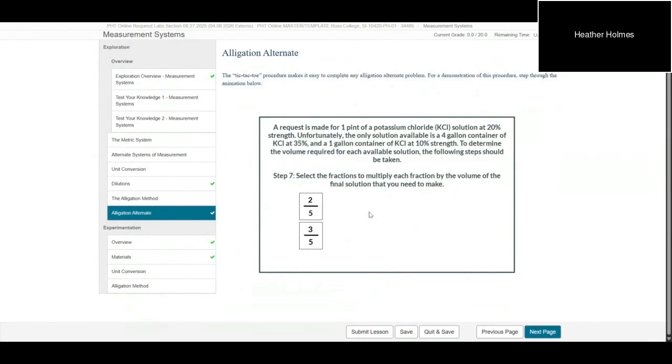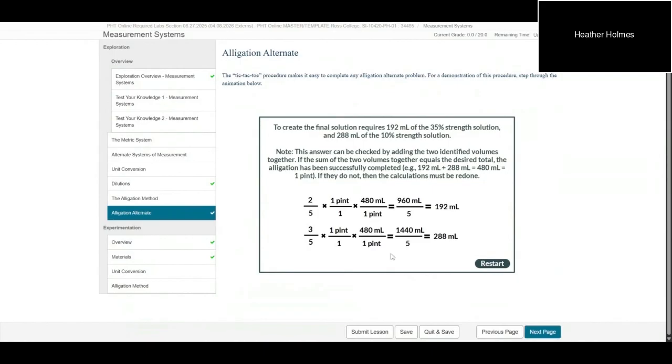Okay, so the 35%, because it doesn't really clarify which one is which. So you have the 192 mLs and the 288 mLs. The 35% would go with the 192, and then the 10% would go with the 288 mLs. And another way to see if you got the right numbers is when you add them up, it will equal the amount that you would be needing. So it would be the 192 plus 288 would equal the 480 mLs, which would be the 1 pint. So we know that we did the math right.